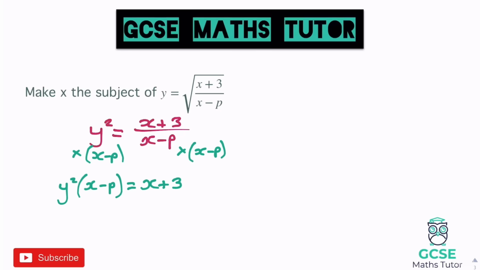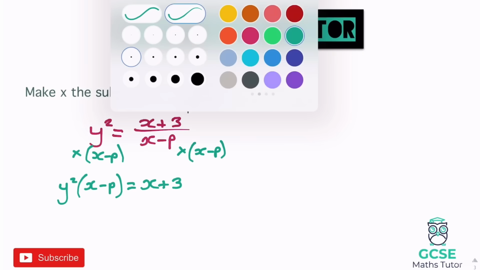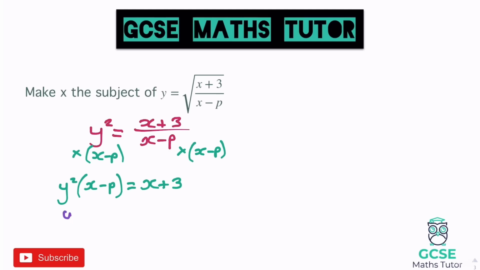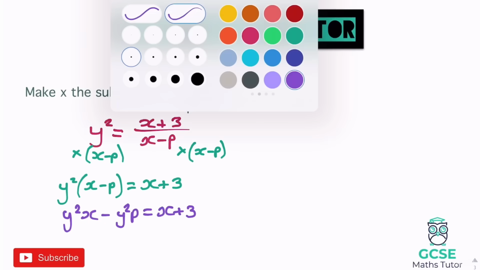Now, as soon as we've got rid of this bracket, we can start to actually move the pieces out of it. So if we expand the bracket, we get y squared x minus y squared p, or py squared, however you want to write it, and that equals x plus 3. Now I can start to move the pieces either side.